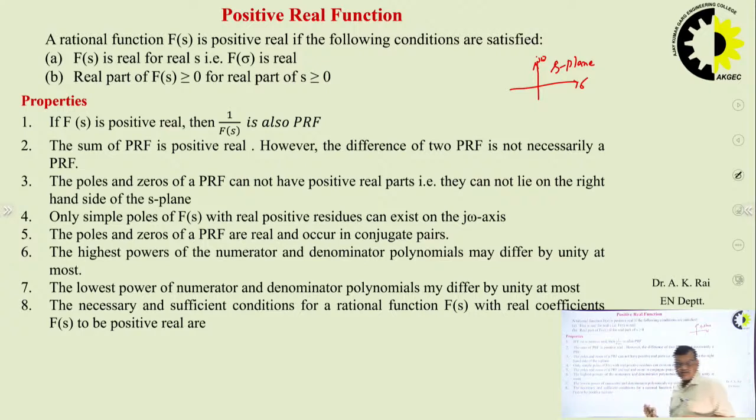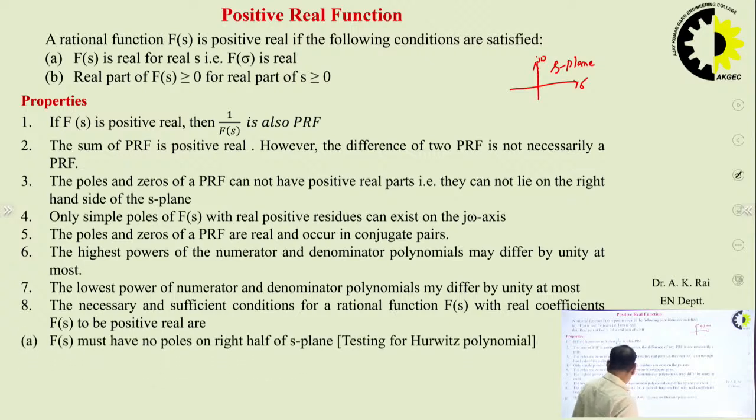The eighth property is about the necessary and sufficient conditions for a given network function to be positive real. From a numerical point of view, we just go for this property number 8. F(s) must have no poles on the right half of the S plane. How will we ensure that this is satisfied? For this, you have to test the Hurwitz polynomial.